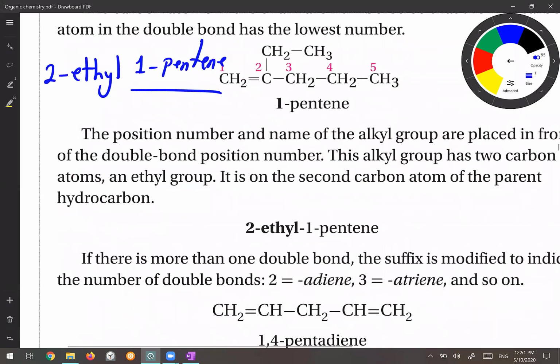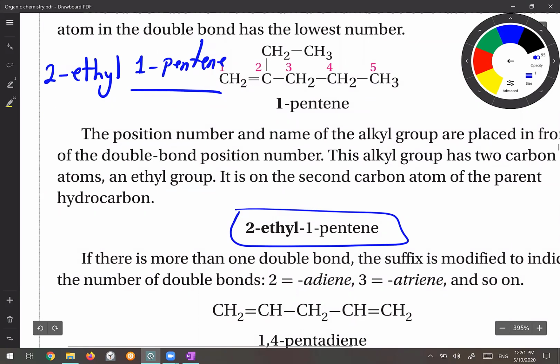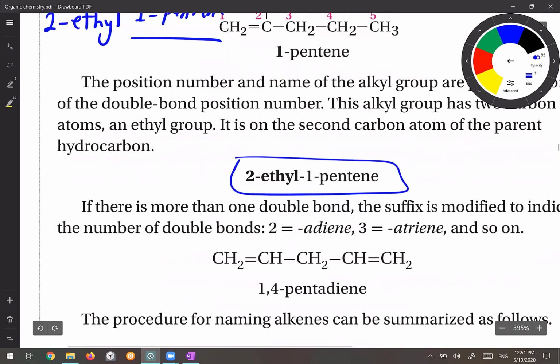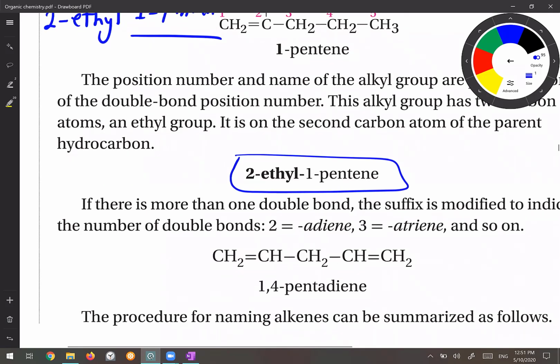Okay, so it's written here 2-ethyl-1-pentene. Sometimes in some molecules you have 2 double bonds, as you can see in this molecule. When you have 2 double bonds, at the end of the name, you must say diene. It means you have 2 double bonds. If you have 3 double bonds, at the end of the name, you must use triene. Tri means 3. You have 3 double bonds. And if you have 4, it becomes tetraene, but it's very rare. We have up to 3 in your book.